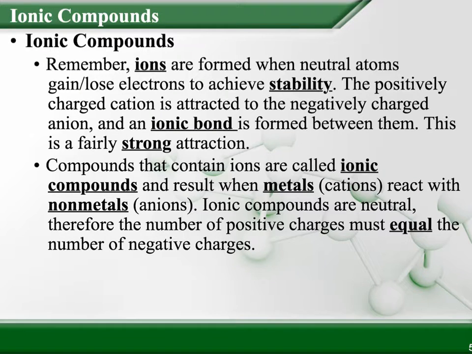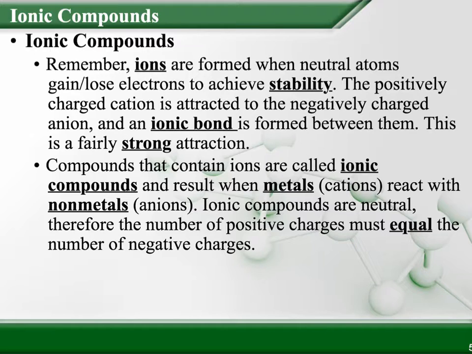Alright guys, remember ions are formed when neutral atoms gain or lose electrons to achieve stability. When this happens, the positively charged cation is attracted to the negatively charged anion, like two magnets, one positive, one negative. They're attracted to one another, and an ionic bond is formed between those two atoms. This is a very strong bond that will affect the properties of the compounds being formed.